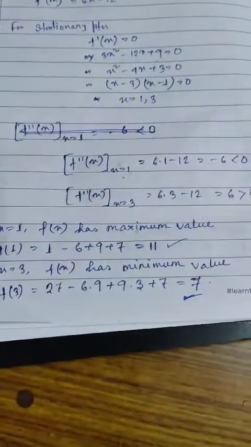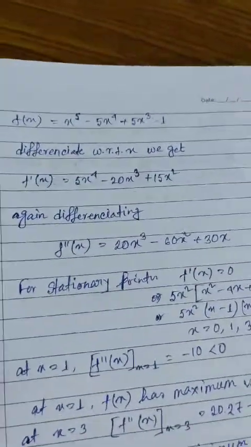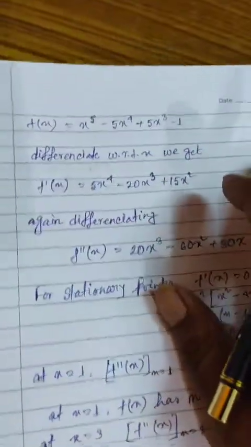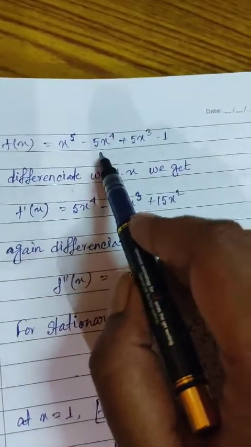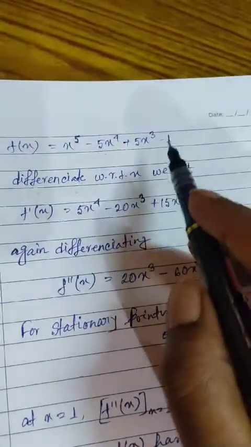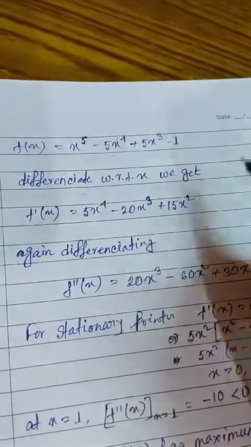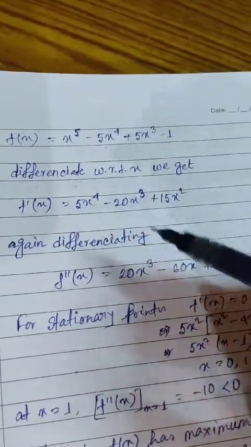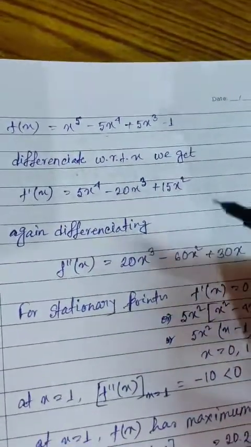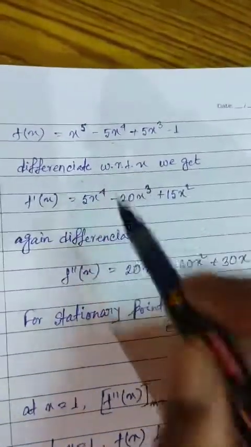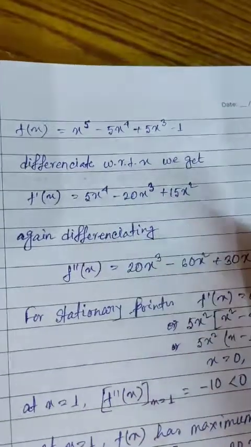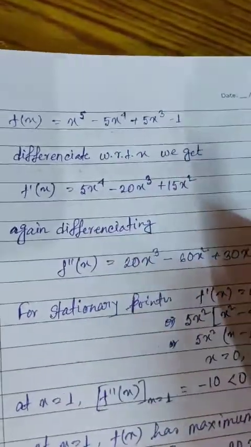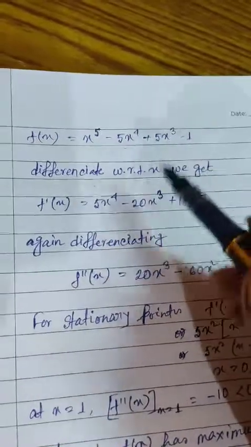So next I will talk about another problem, so let us try to solve it. Here we consider one function f of x equal to x to the power 5 minus 5x to the power 4 plus 5x cube minus 1. We have to find the stationary points, that is, at which points the function has maxima and minima. So how can we find the maximum and minimum of this function?